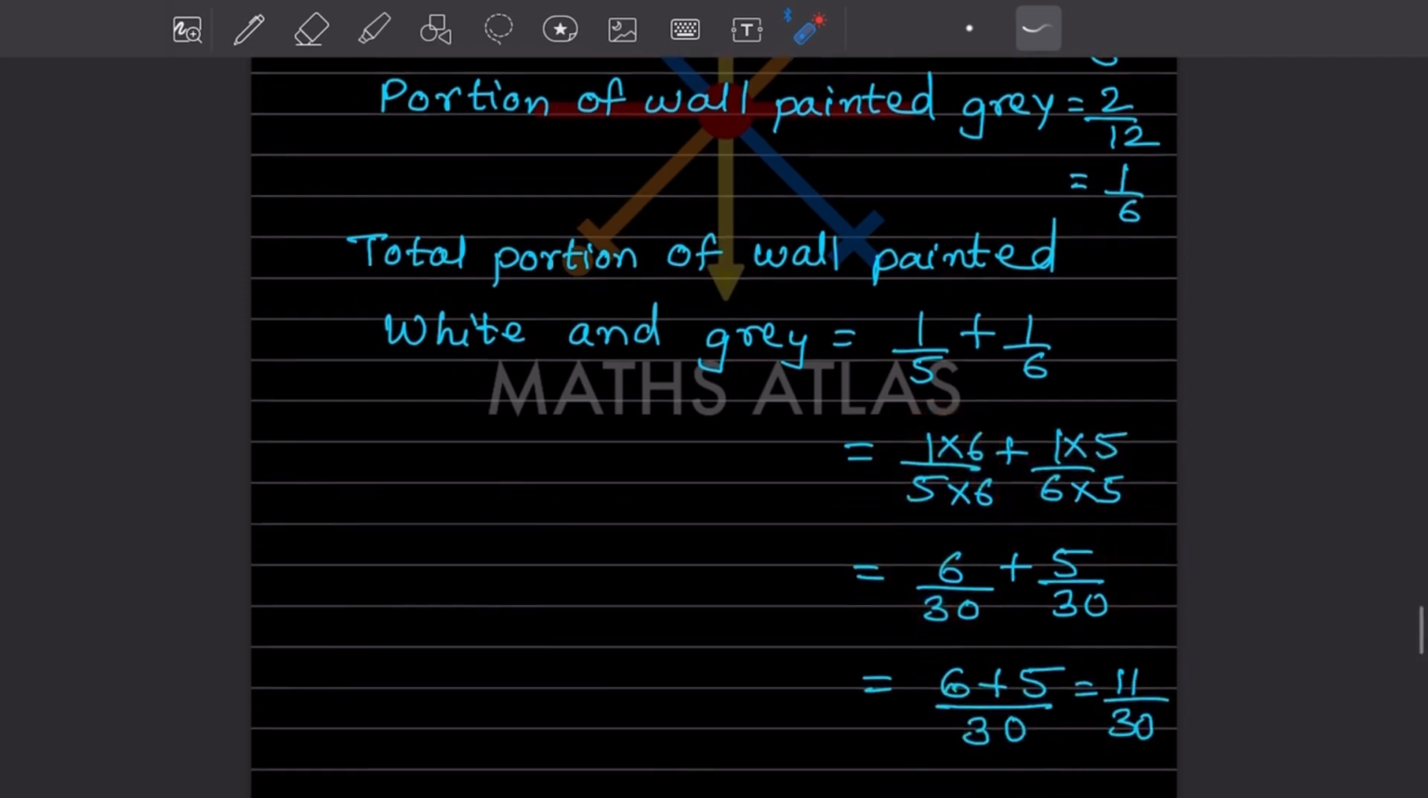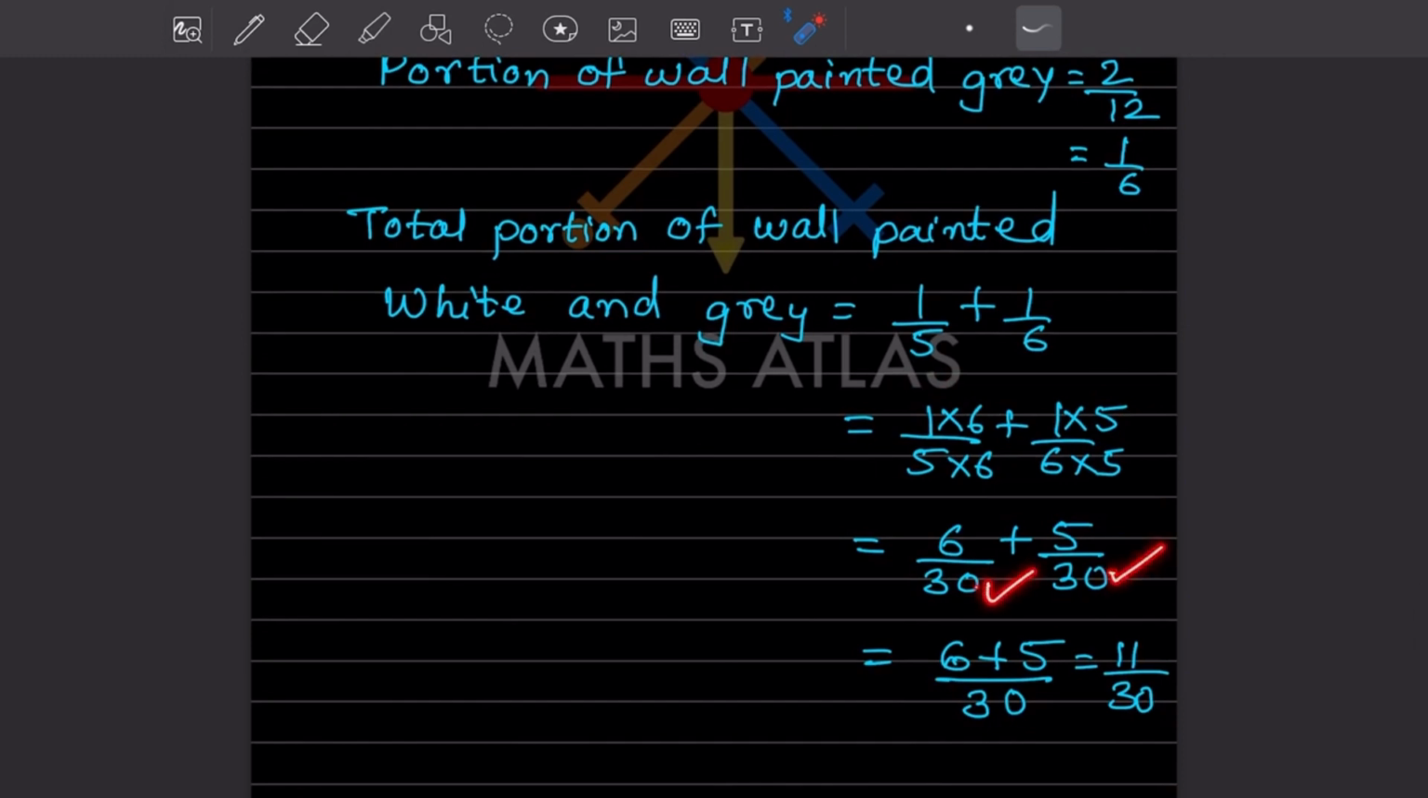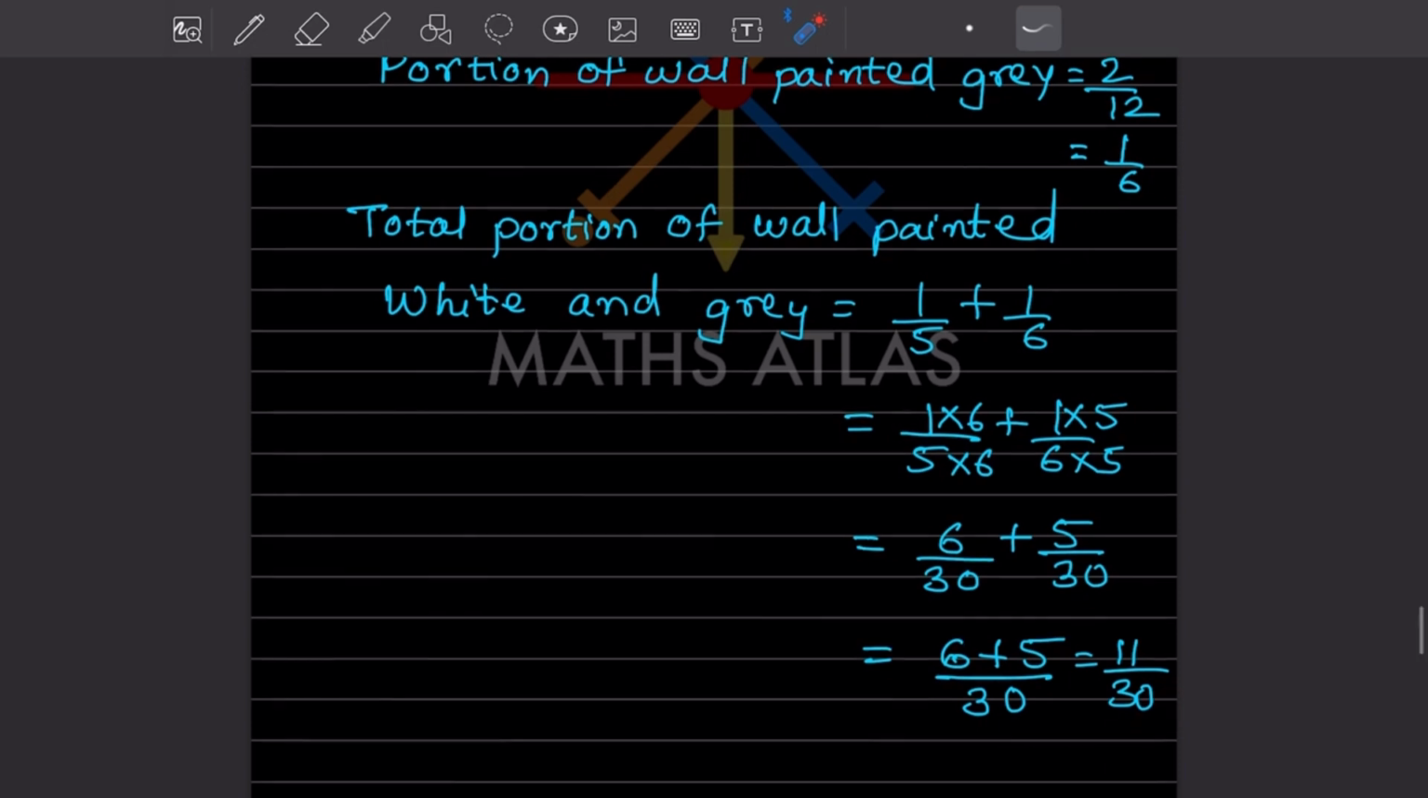So what do you get here? Now you got 30 in both places. So you will take it only once, because both are same. This you are going to add. So that will be 11 by 30. See, 11 by 30 is a proper fraction. So we'll keep it as it is. So now this is the total of wall painted white and grey.